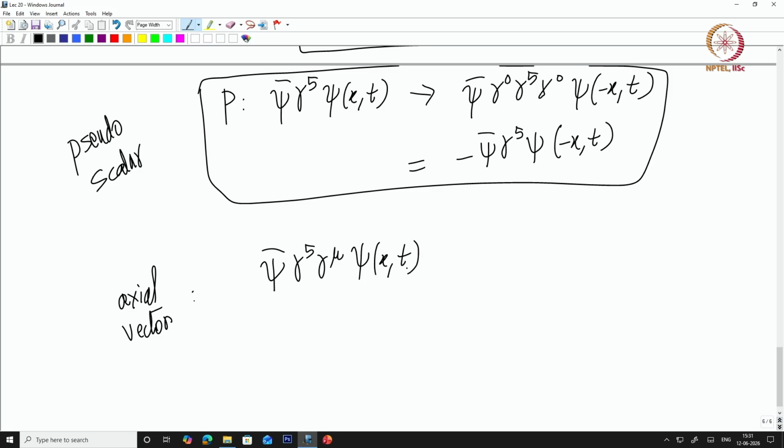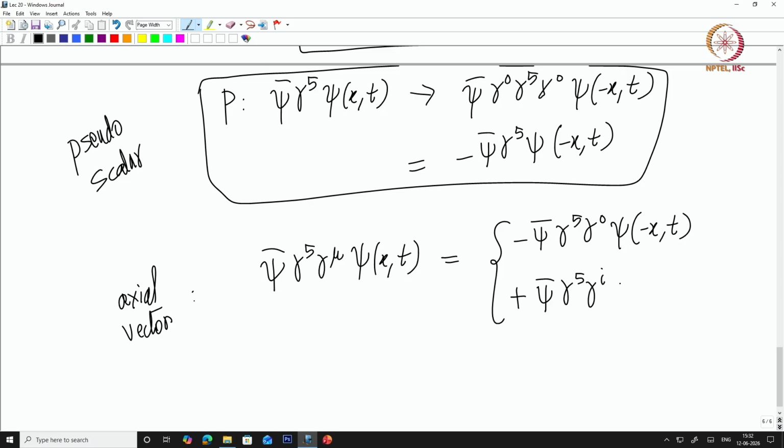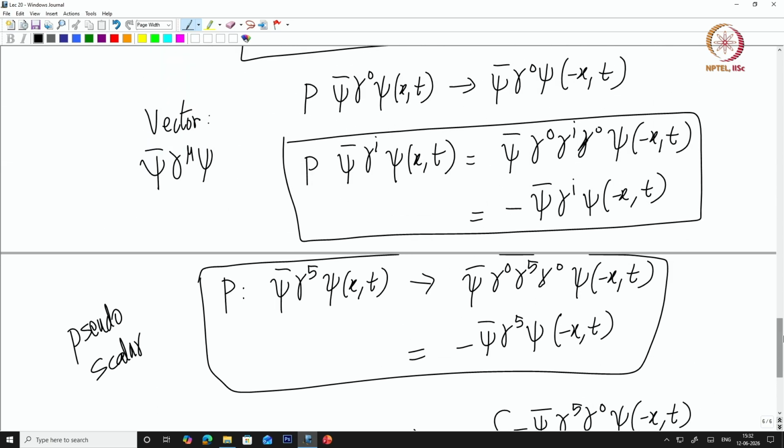Part of the bilinears, and you will see that this picks up a minus sign essentially. Okay. Because you can actually calculate it and you see that it picks up a minus sign: psi bar gamma phi gamma 0 psi of minus x, t becomes a plus sign, psi bar gamma phi. So, this is exactly opposite to what happens to a vector. In a vector the time part remains constant, whereas the space part picks up a minus sign, meaning the time part picks up a positive sign.